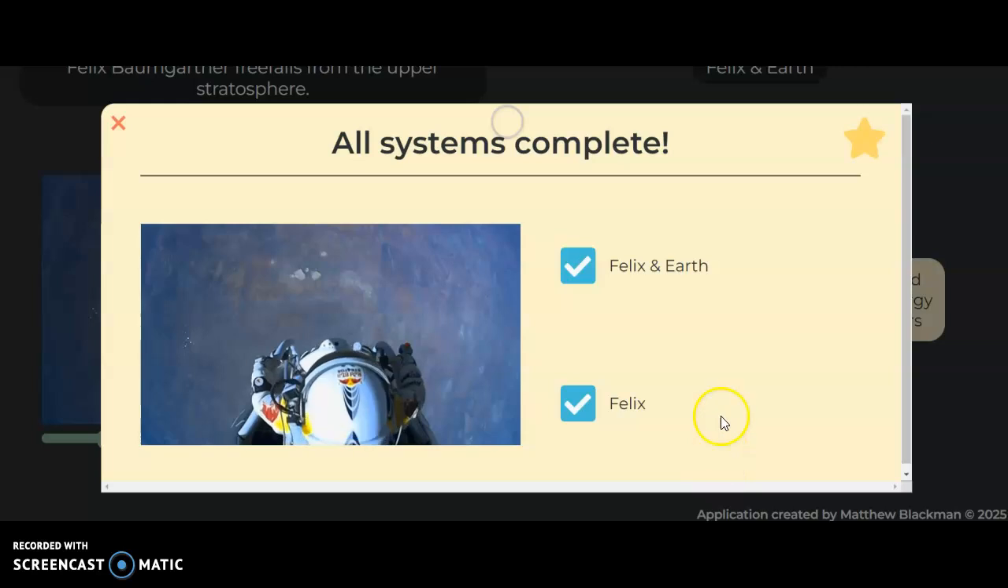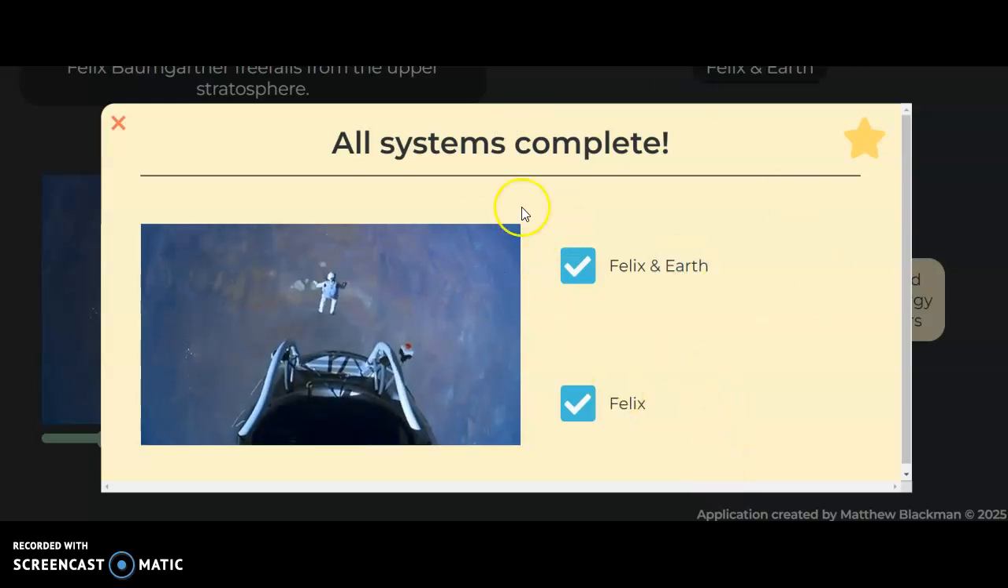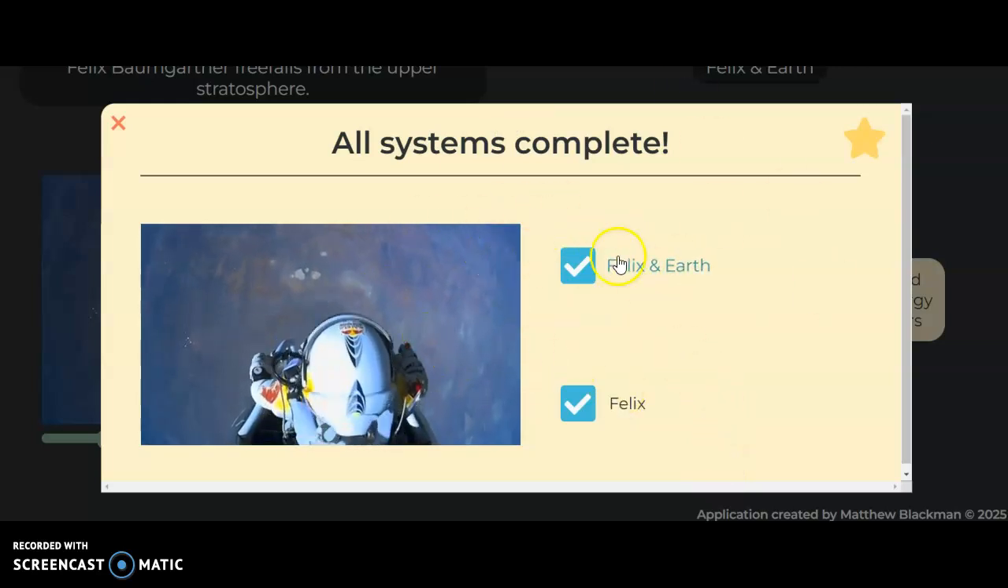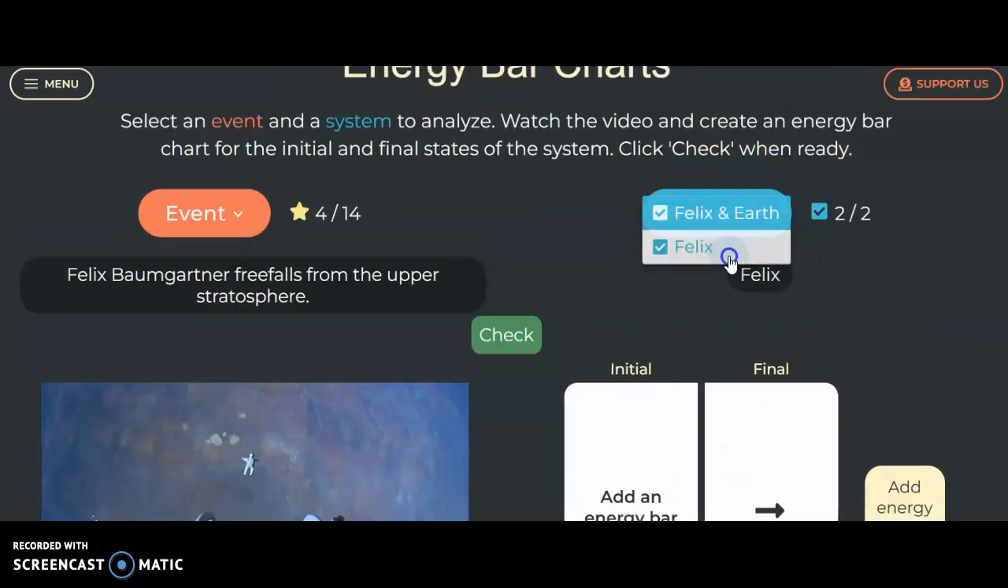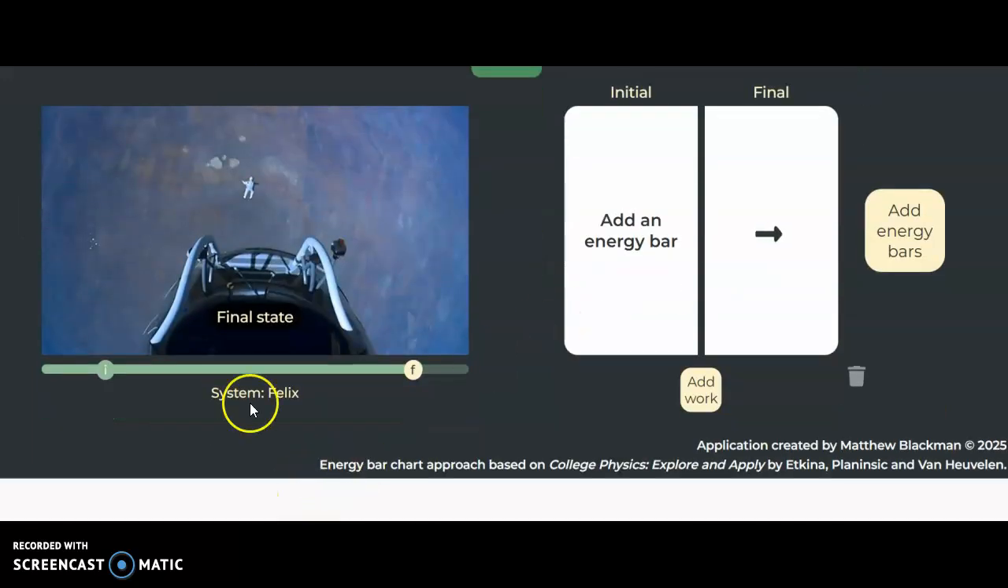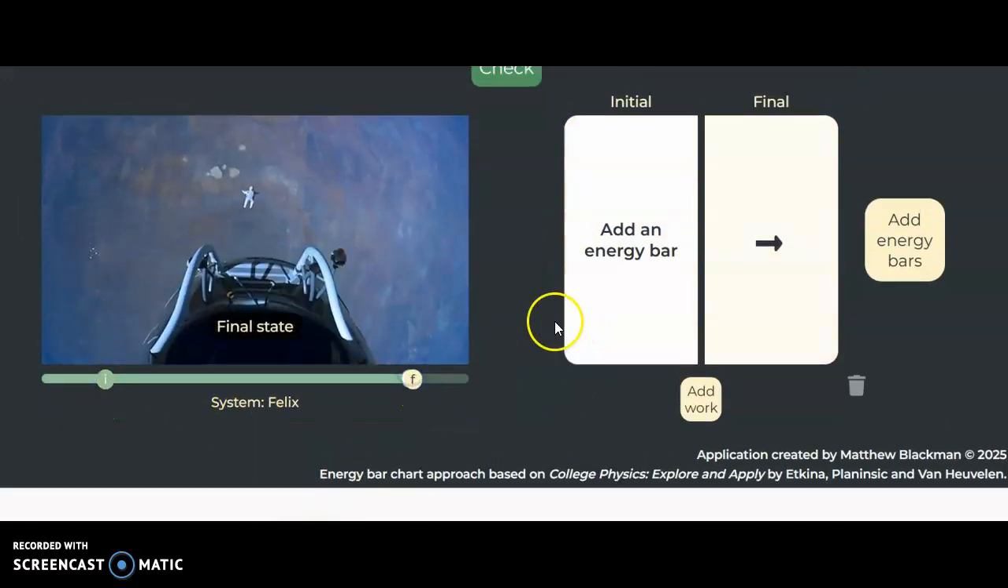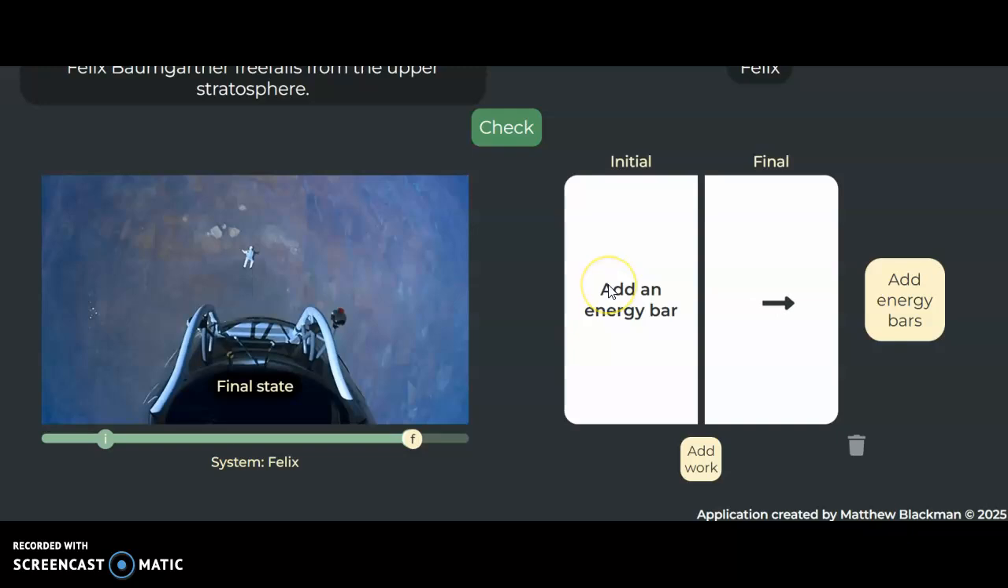So then you just click check, and it says all systems complete because I've already done the other one, but that one was correct. So now I'm going to change it and see what this would look like if only Felix was the system. So it's still the same initial and final states, but now at the beginning I can't talk about gravitational potential energy because the Earth isn't in the system.